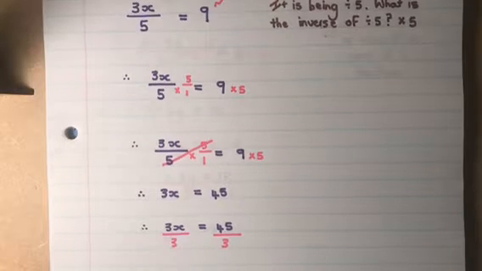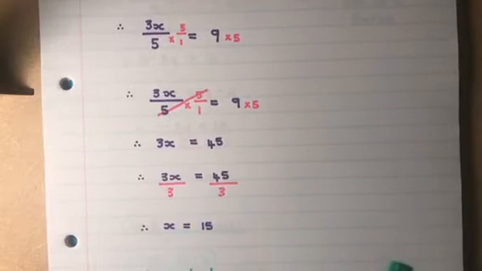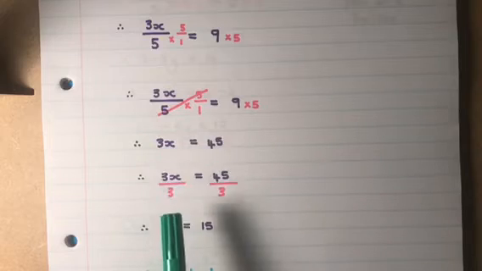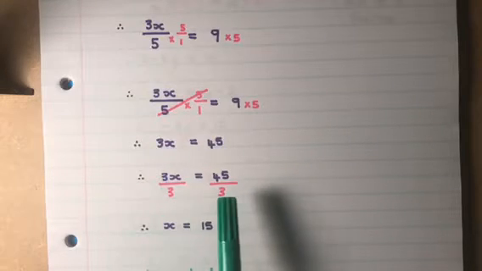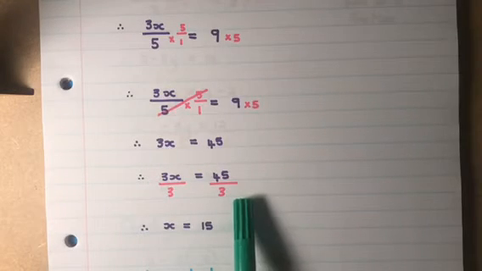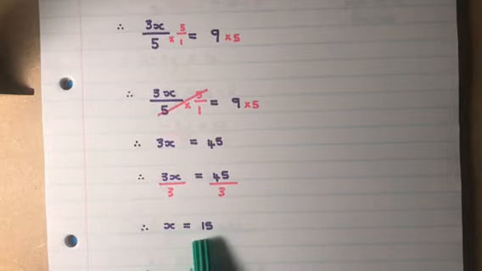Okay, and then you say, all right, now what is happening to x? It's being multiplied by 3. What is the inverse? You divide by 3. What you do on the one side, you do on the other side, and you get x is 15.